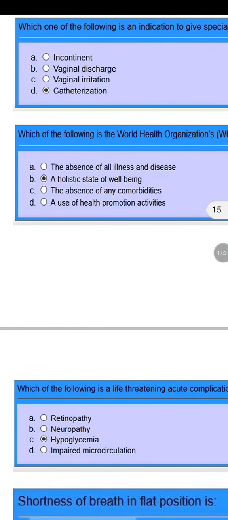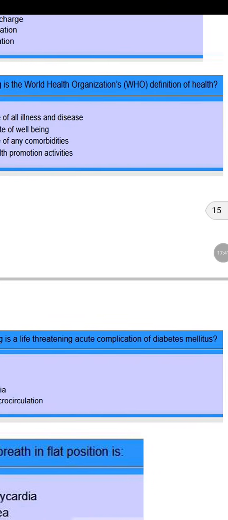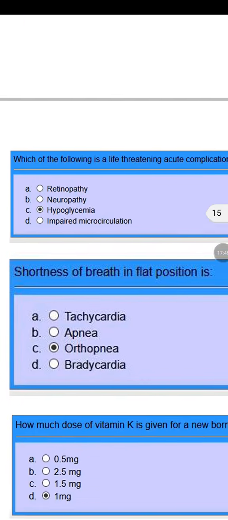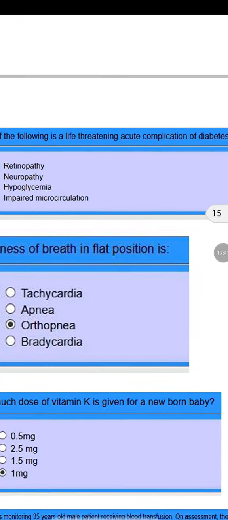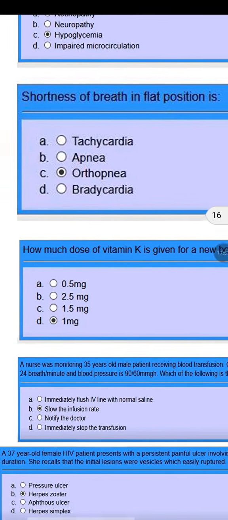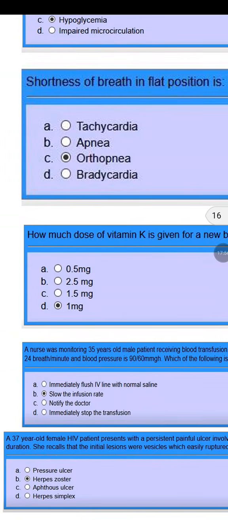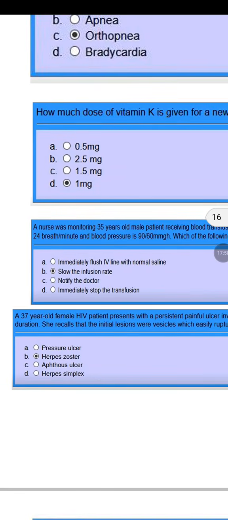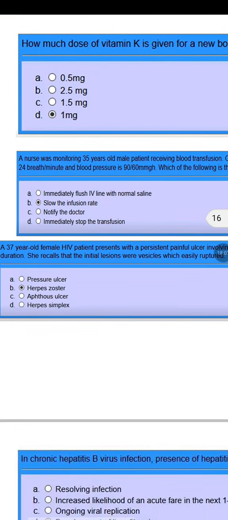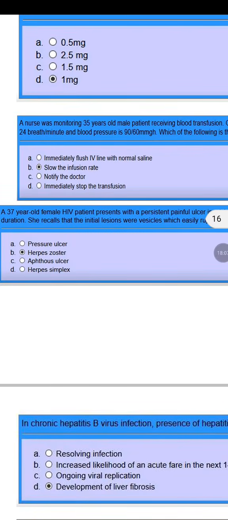Which of the following organization? Holistic state of well-being. Which of the following life threatening complication of diabetes mellitus? Hypoglycemia. Shortness of breath, which position? Orthopnea. How much dose of vitamin K is given to a newborn? 1 mg vitamin K.